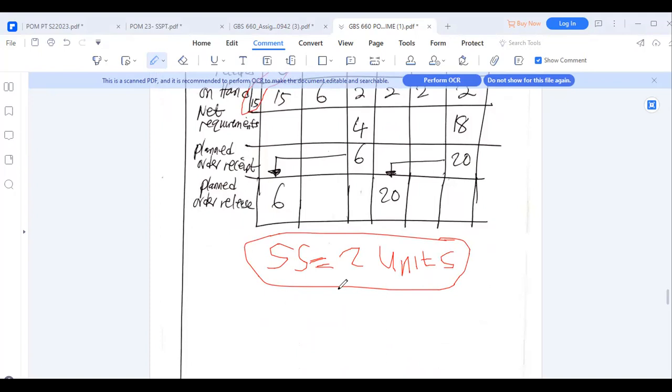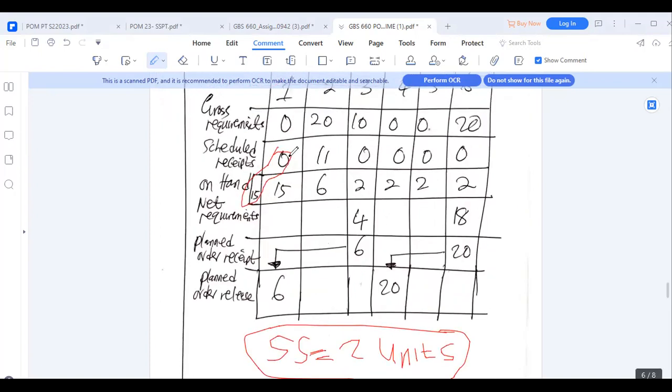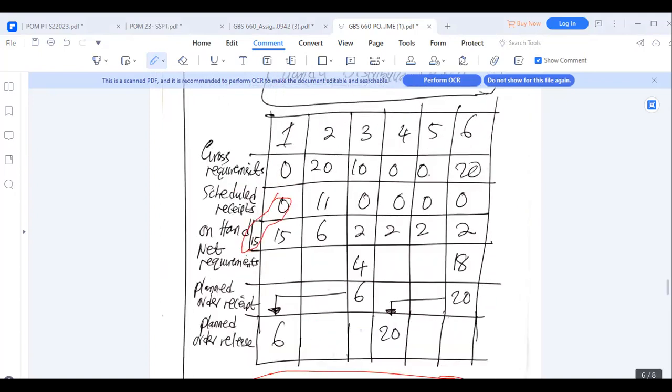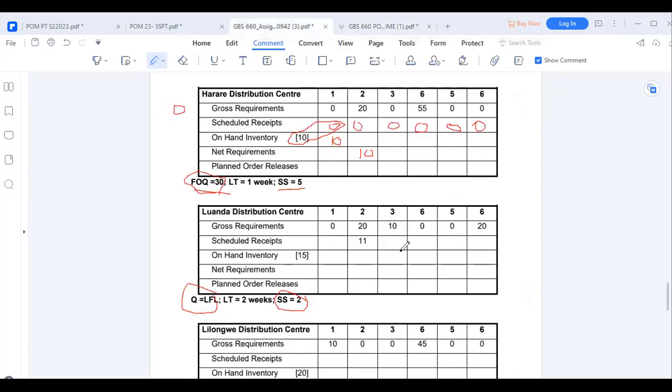So under this one, 15 plus 0 minus 0, we are still having 15. 15 plus 11, the 11 was given as scheduled receipts. You add these, minus 20. We are getting the 6 there because this is 26 minus 20, which is 6. All right, so in the question, this was given.